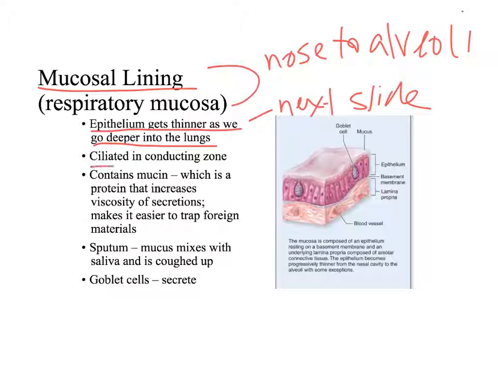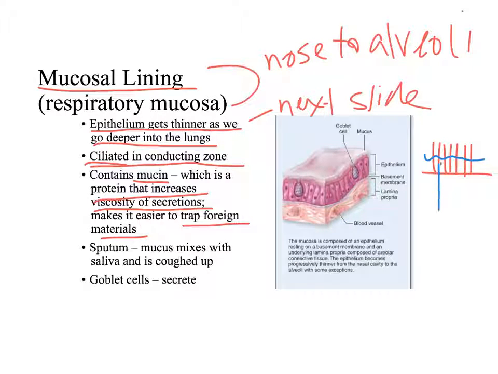Okay, now in the conducting zone, there are cilia. So remember, cilia are the little hairs. Okay. It contains mucin. So mucin is a protein that's really thick and gloppy. So the book says it increases the viscosity of secretions. So that's going to make it easier to trap materials. So materials will get trapped. So if this is the mucus, okay, so in the mucus in here, and then the cilia will actually sweep it so that we can swallow it.